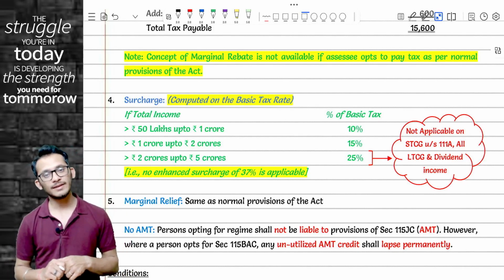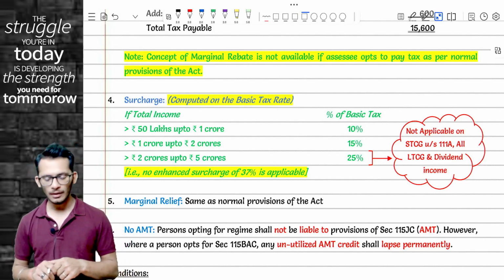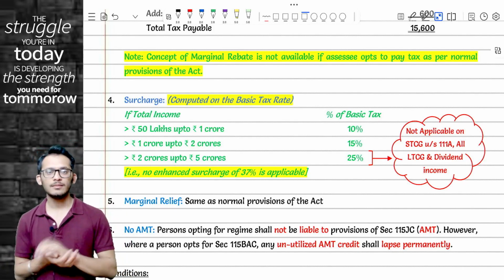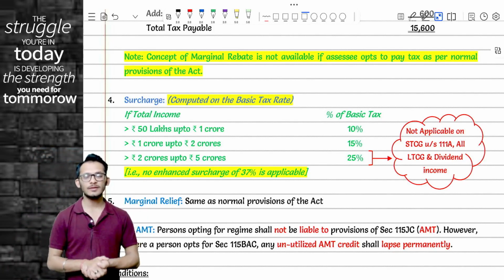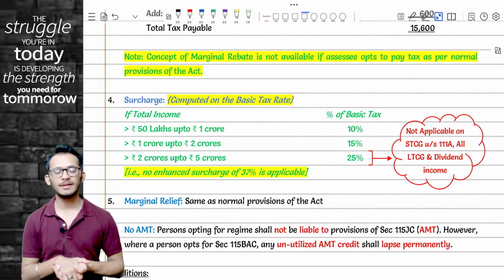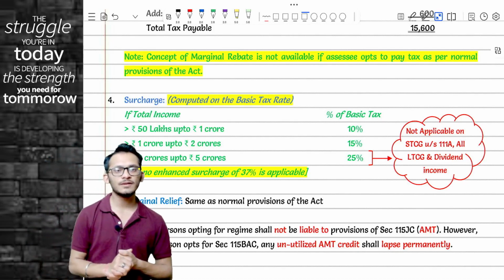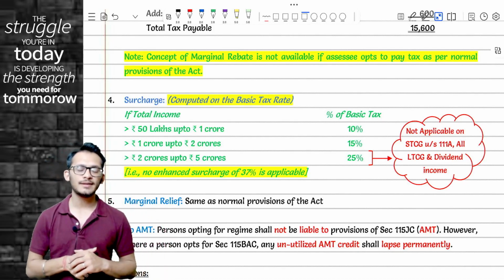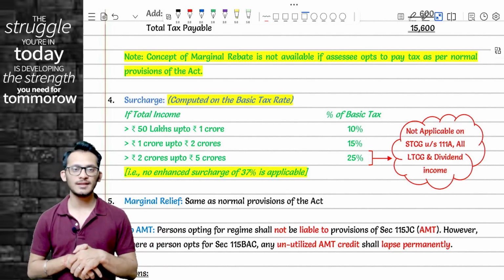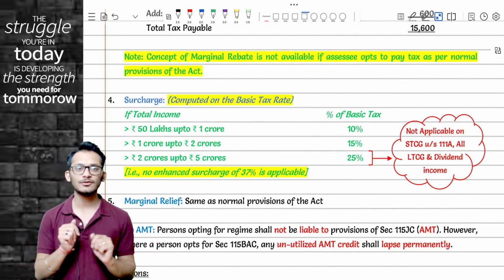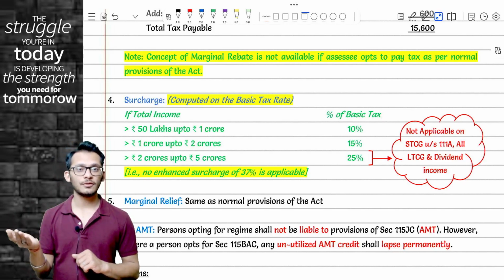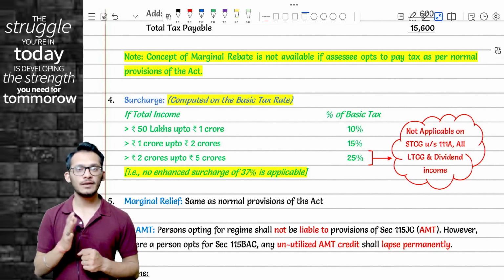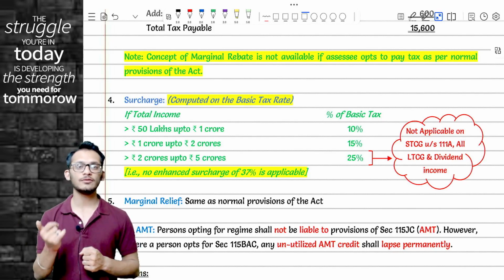You are moving to the next thing called surcharge. Now, there was technically no change in surcharge last time also. Current time also they are keeping the same thing, with a small difference. If you remember, alternate regime says you will not levy any surcharge up to 50 lakhs. From 50 lakhs to 1 crore you levy surcharge of 10%. 1 crore to 2 crores you levy surcharge of 15%. 2 crores to 5 crores you levy 25%, and after 5 crores you levy 37%.